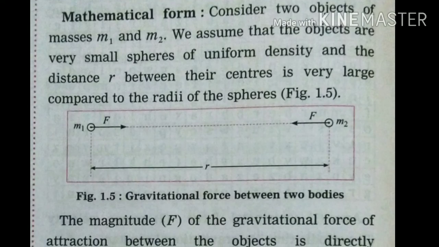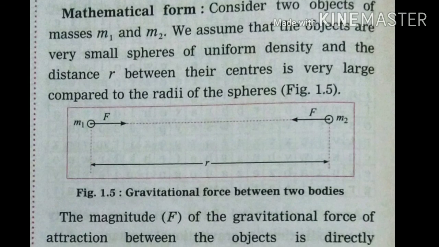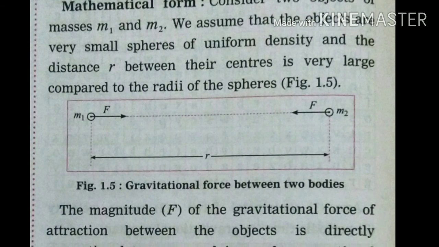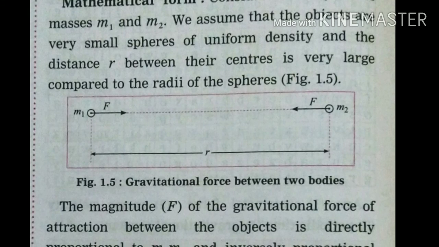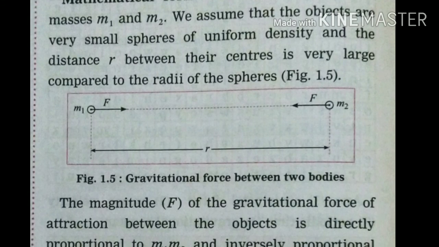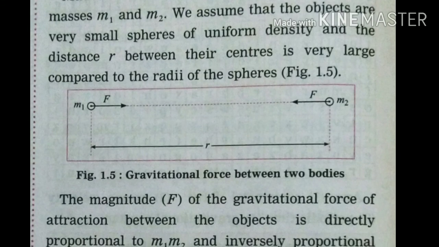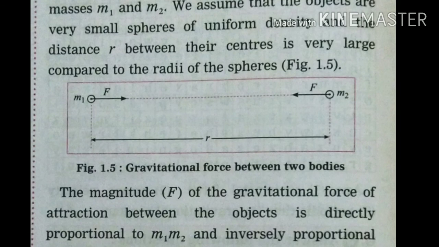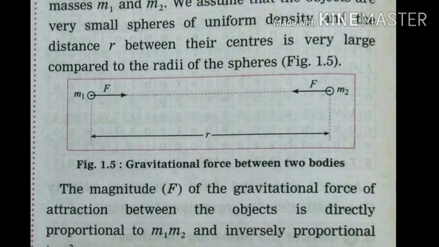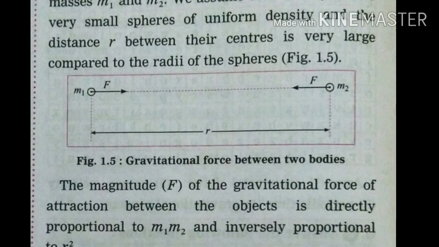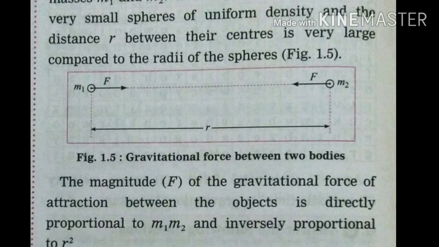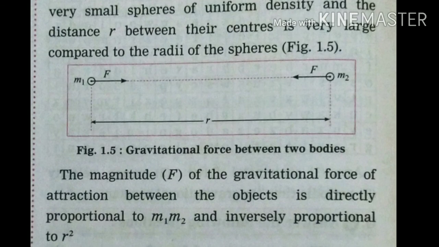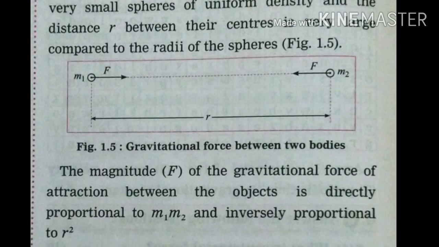Expression of Newton's universal law of gravitation. Consider two objects of masses m1 and m2. We assume that the objects are very small spheres of uniform density and the distance r between their centers is very large compared to the radii of the spheres.